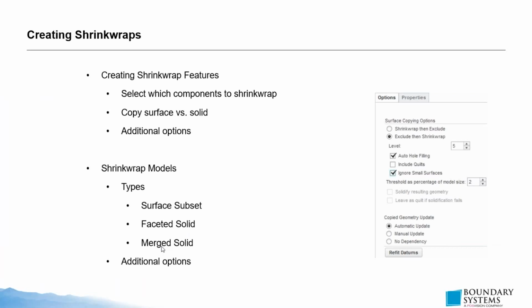And the last method is a merged solid. How this type of Shrinkwrap works is it will actually merge together all of the components of your assembly, and it will then combine them into one solid component. This will be generally the most accurate type of Shrinkwrap because it will be essentially an exact copy of the geometry of your initial model. It will, however, take the most time to generate and take up the most file space.